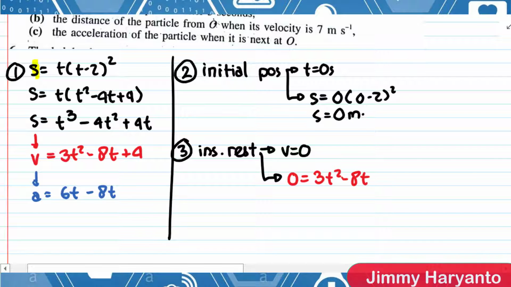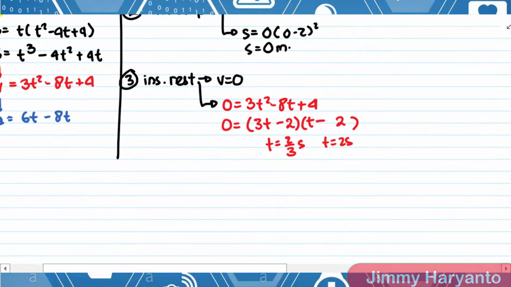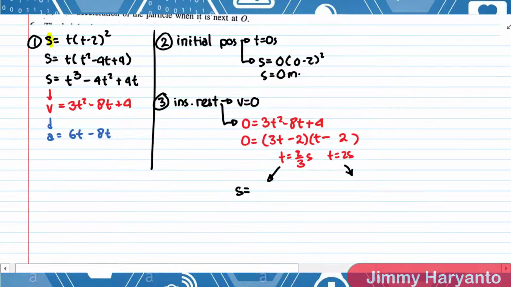3t squared minus 8t plus 4 equals 0. We can factorize it easily, 3t. And then this one is 4 and 1, yeah. I guess, no. Okay, so we have to split them into two parts. (3t minus 2)(t minus 2). Okay, good. So the time will be 2/3 seconds, and also the time is 2 seconds when the particle is instantaneously at rest.